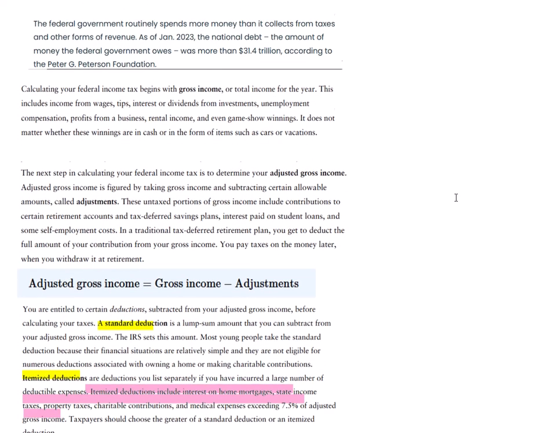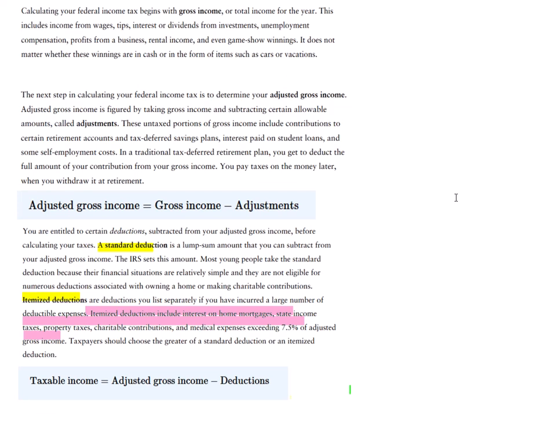If we go on, let's talk about the mathematics of calculating federal income tax. Calculating your federal income tax starts with your gross income. This is your total income for the year.